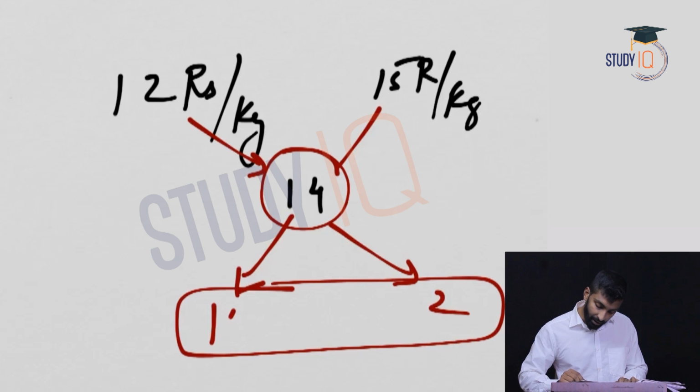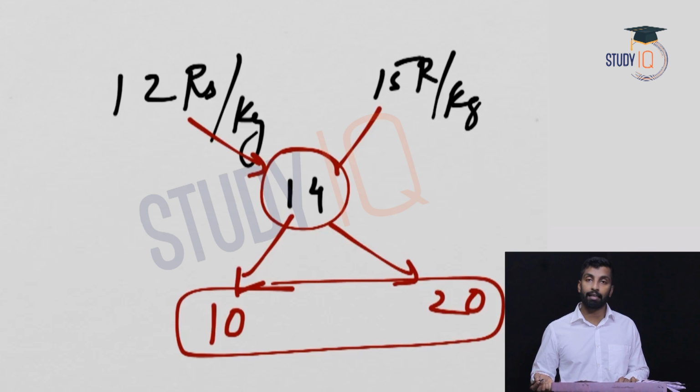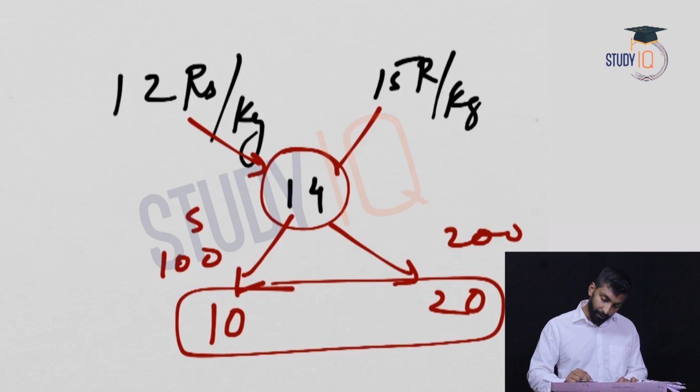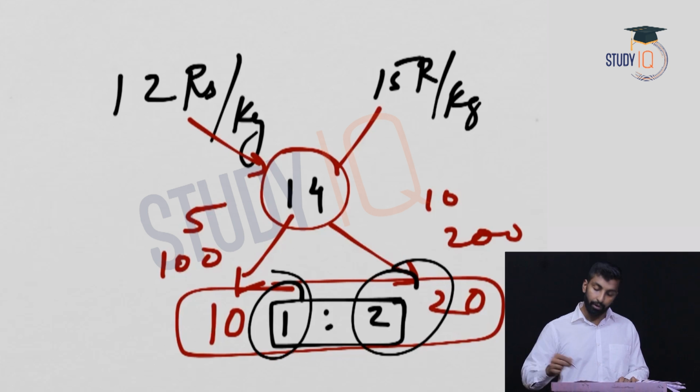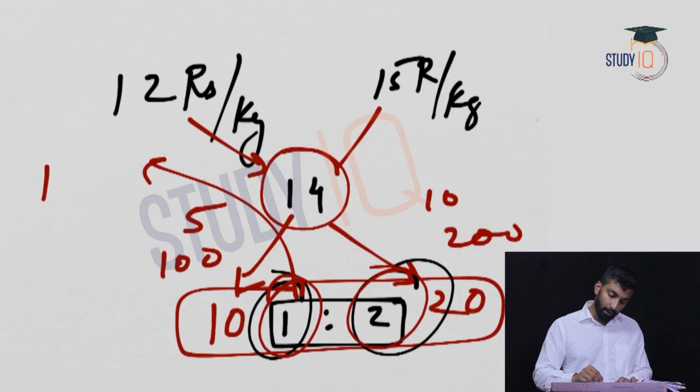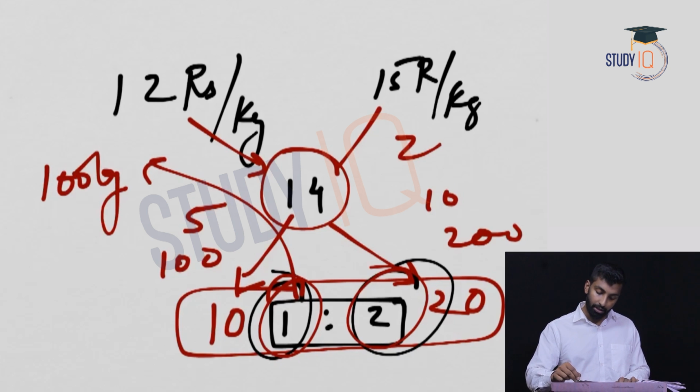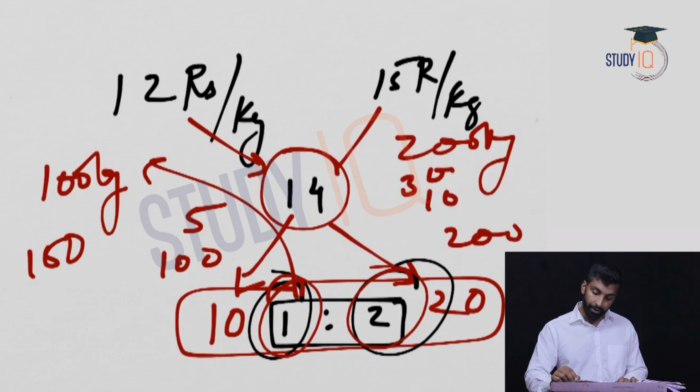So if this rice you have 10 kg, this rice you need to have 20 kg. If this is 100, this rice you can have 200. If this is 5, this is 10. Only thing is that 1 is to 2 ratio has to be maintained. If you have 2 of this quantity, you have to take 1 of this quantity. Or if you have 1 of this quantity, you have to take 2 of this quantity. If this rice you have 100 kg, this has to be 200 kg. If this is 150, this is 300. Twice is required.